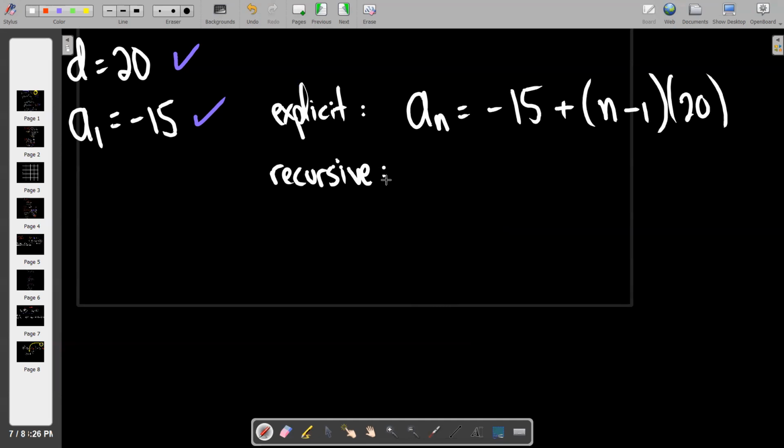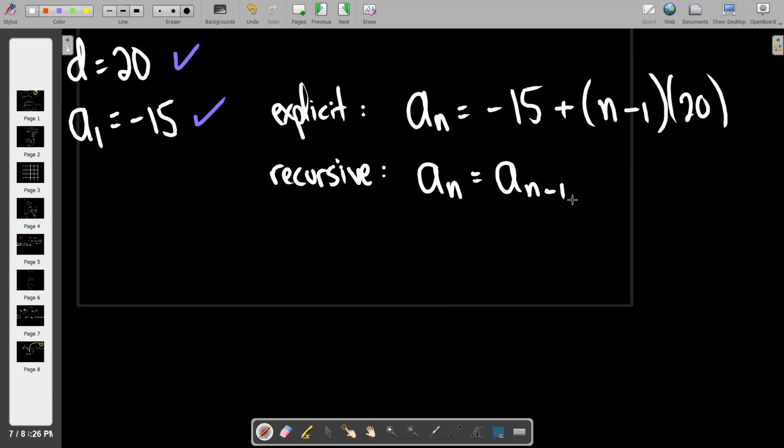Anybody else want to give it a shot? I need two things for my recursive formula. Evie, you want to give it a go? Okay. Kind of, you forgot about the left side, so let's do that first. So we need a sub n equals.